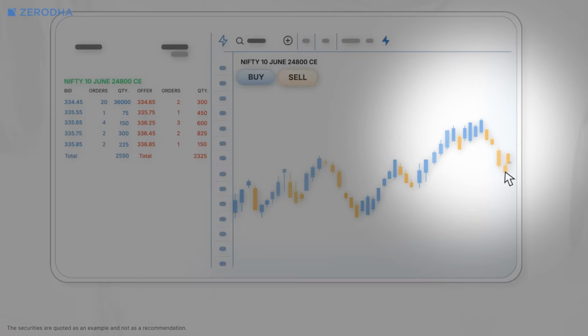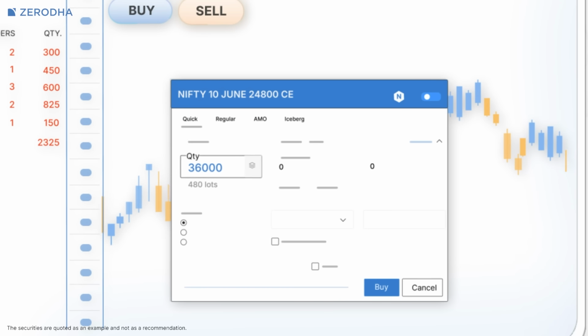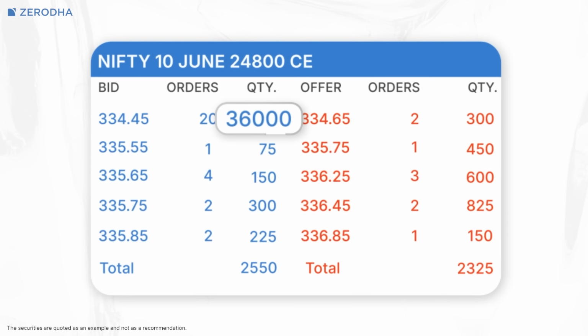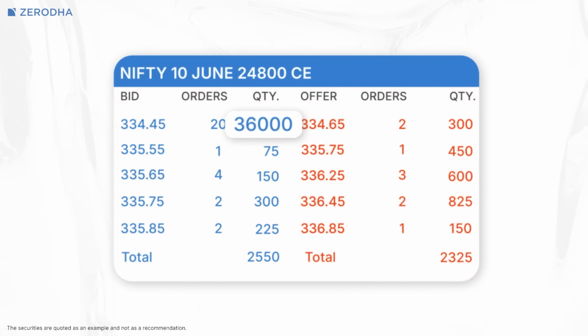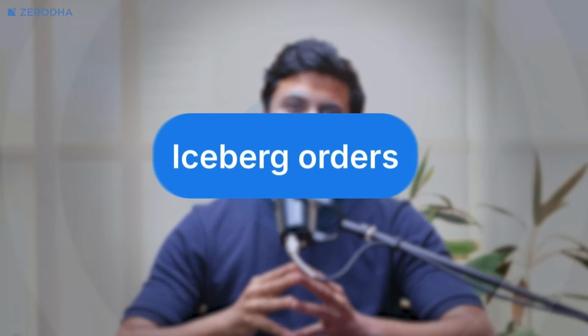Let's start with a common frustration. You've identified a great opportunity and want to buy a large quantity. But here's the catch. If everyone sees your massive order sitting in the order book, it might scare the other traders and push the price up before the order is completely executed. This is where Iceberg Orders come in.